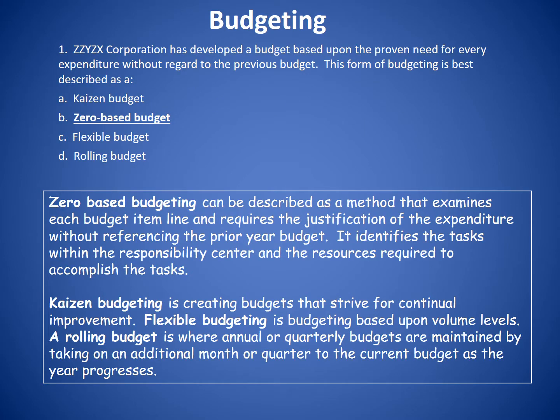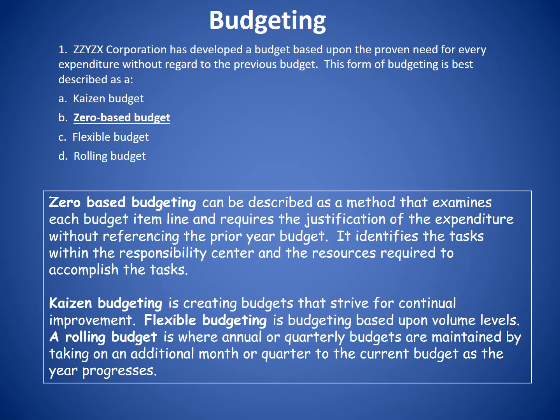Okay, number one, the form of budgeting of starting out without regard to the previous year's budget and just creating a brand new budget every year is what we call B, zero-based budgeting. As I describe it here, zero-based budgeting can be described as a method that examines each budget item line and requires the justification of the expenditure without any reference to the prior year's budget. So it identifies the tasks within the responsibility center and the resources required to accomplish those tasks. So that's why we call it zero-based budgeting. It starts anew every year.